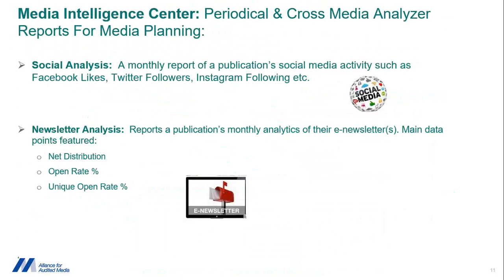For social media, if we're looking at the social analysis, we're looking at whether they have Facebook, whether they have Instagram. We're going to look at Facebook likes, Twitter followers if they're on Twitter, Instagram following, whatever. We even have Pinterest on there as well. So we'll see what that information is for their social media. For newsletters, we're going to take a look at a publication's newsletter and the net distribution, so it takes out any bounce backs. It's the actual distribution that got to this particular consumer. And then I'll have the open rate percent, unique open rate percent.